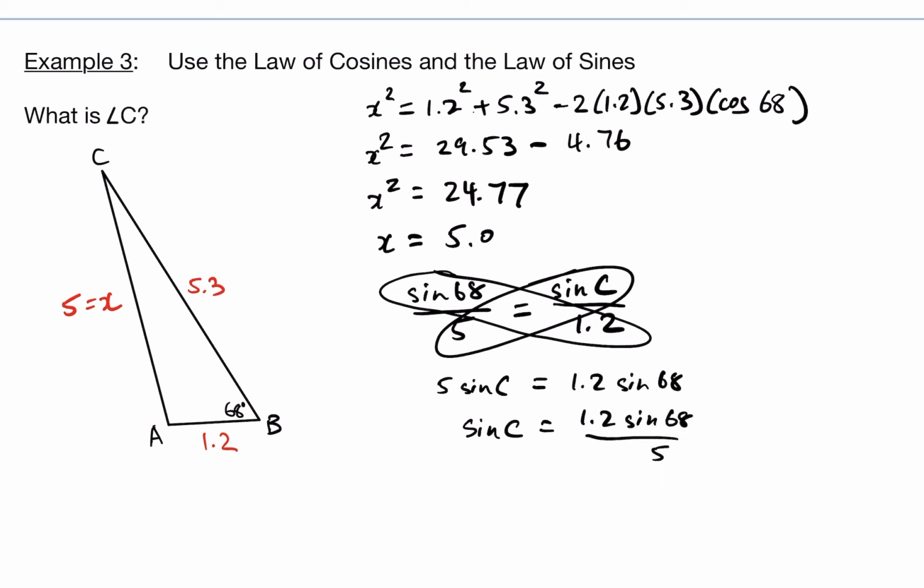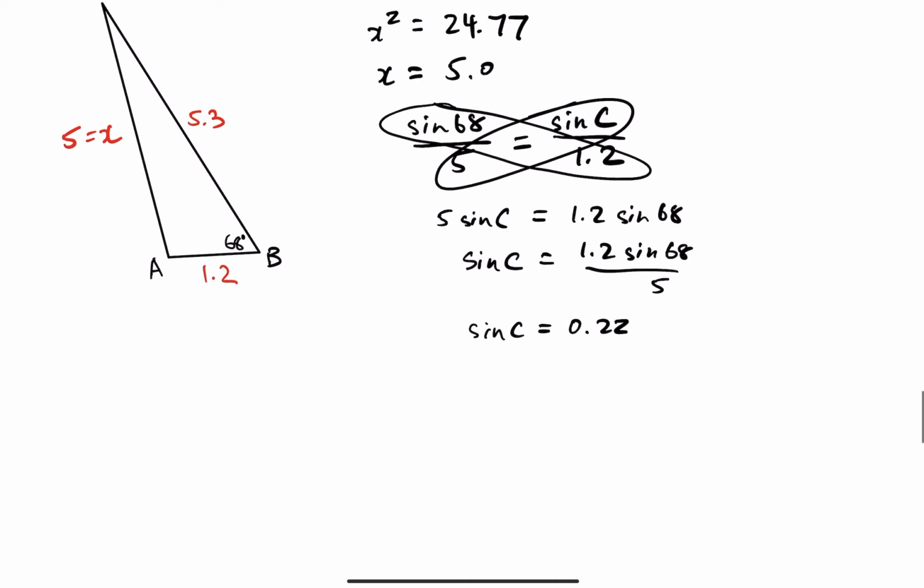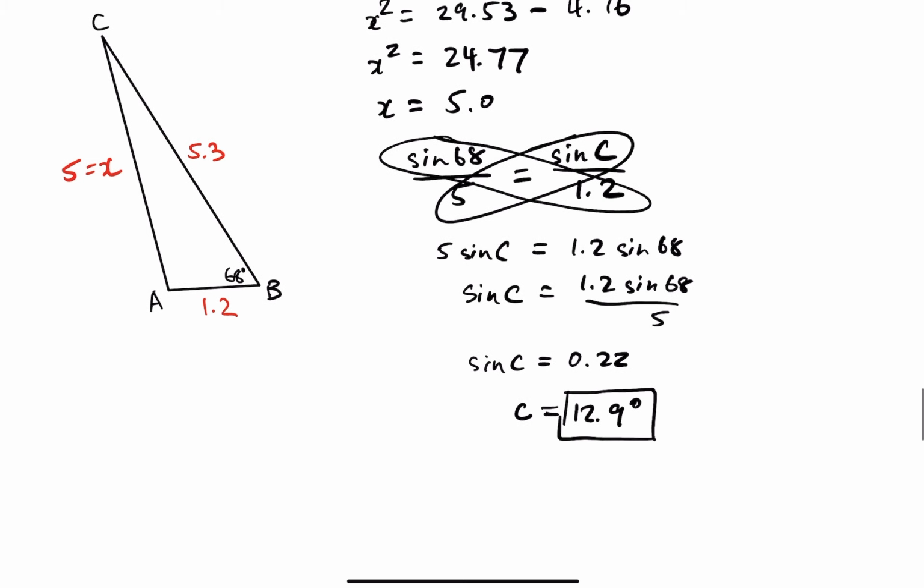And if we punch that into the calculator, we get sine of C is equal to 0.22. And then to solve for C, we take the inverse sine, and that comes out to 12.9 degrees. Okay, and that is how you solve for angle C in this example.